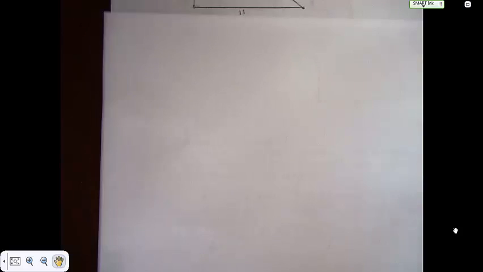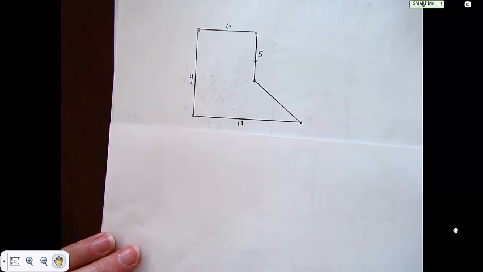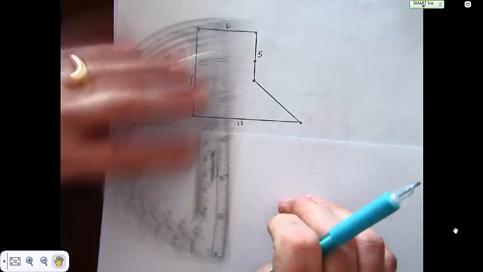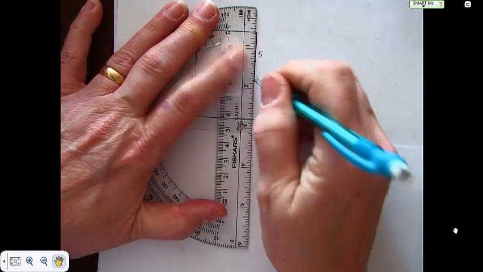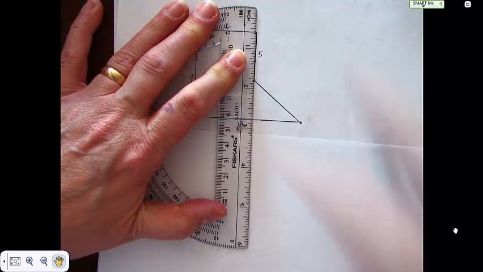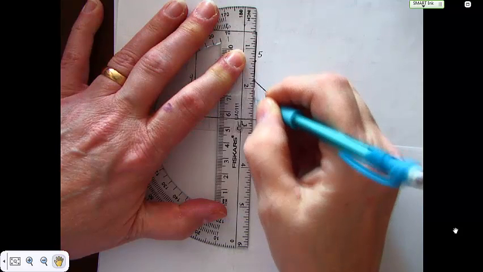Now you've got a couple of figures here that have not been divided up into pieces. So what do you want to do with them? How should we divide these up so that they are easier for us to deal with? Well, there's a lot of different ways that I've seen people do it. One of the easiest ways on this one, I think, is to make this a triangle.